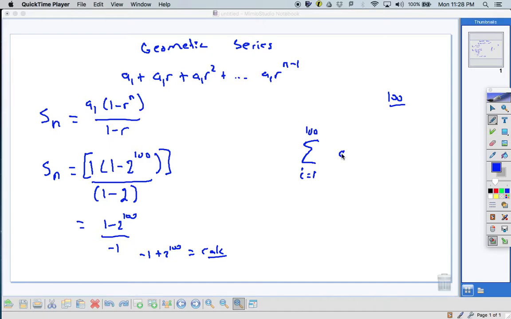So let's go with 2 to the, well, I guess that's supposed to be an i. I'm having trouble making that into an i. There we go. Okay, and what you should notice is this pattern looks a lot like our a sub n pattern.